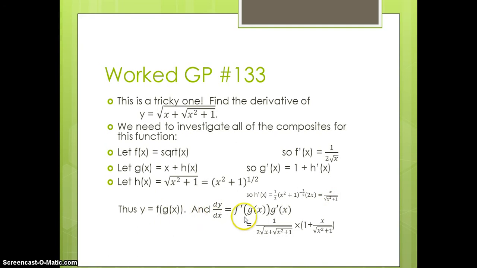So here we go. The derivative will be f prime of g of x times g prime of x. F prime of g of x, we found out above, is 1 over 2 square root of g of x, which is x plus square root of x squared plus 1, times the derivative of g prime of x, which is 1 plus x over square root of x squared plus 1.